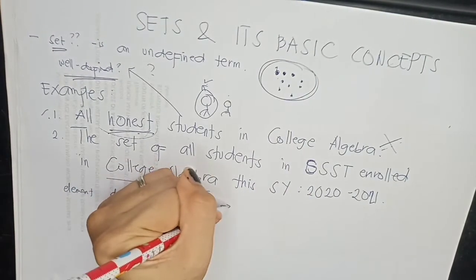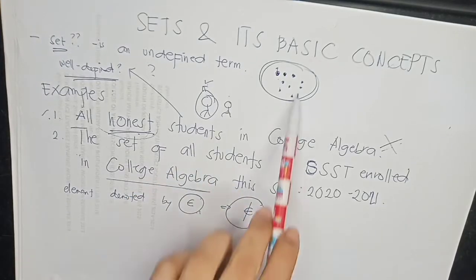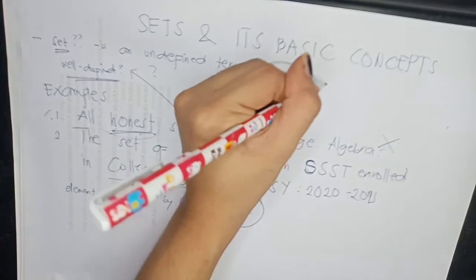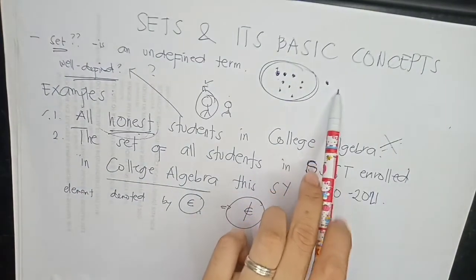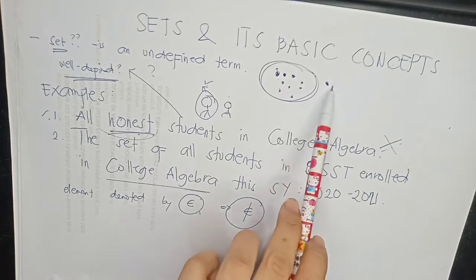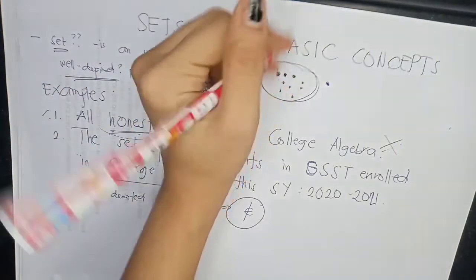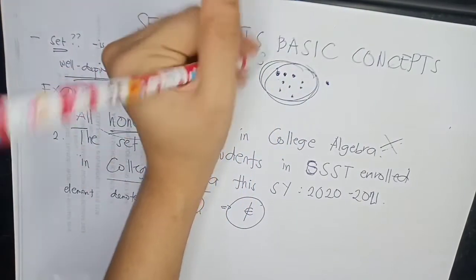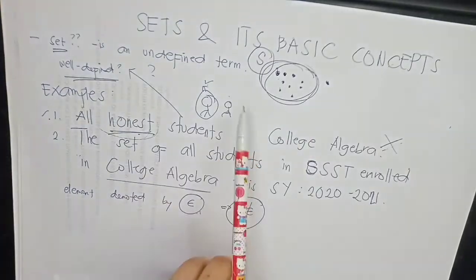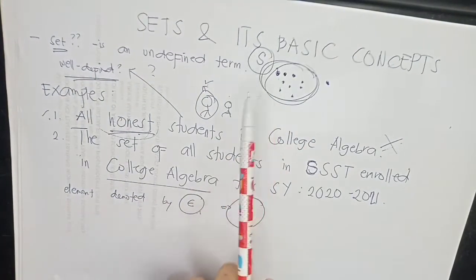Pag ganitong symbol, means not an element. So, hindi siya kasali sa isang set. For example, itong dot na to is not an element, so hindi siya kasali sa isang set. Okay? Sets are denoted by capital letters. So, mostly, ang isang set, for example dito, set S, ay nagdi-denote ng big letter sa alphabet.